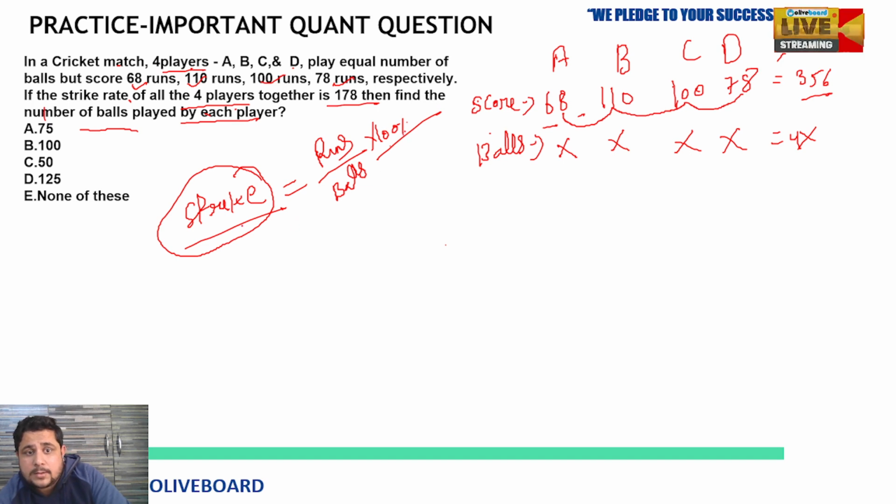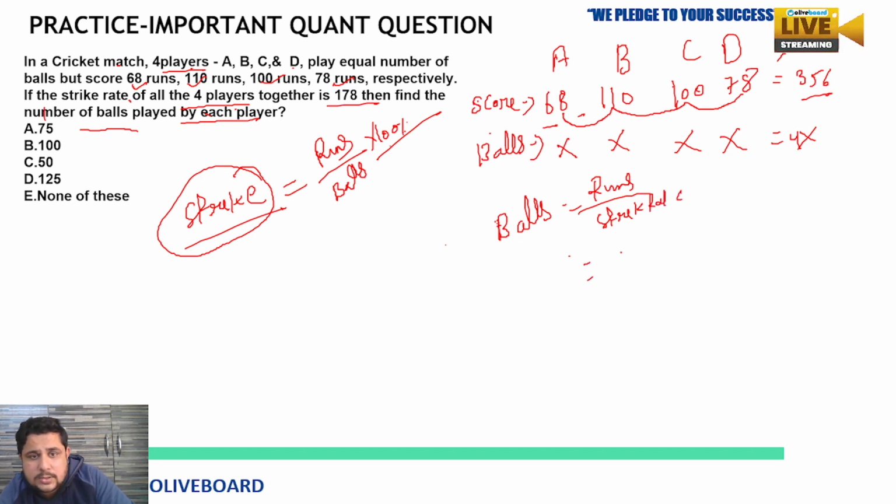Now, we have to calculate the number of balls by each player. So balls will be equal to what? Runs upon strike rate. So that is 178. So runs are how much? How much runs? Total is 356 upon 178.